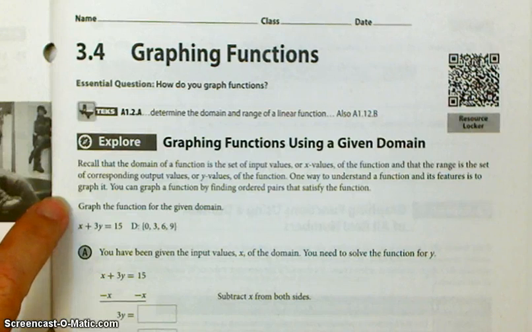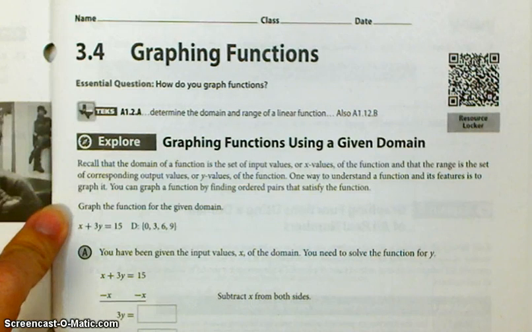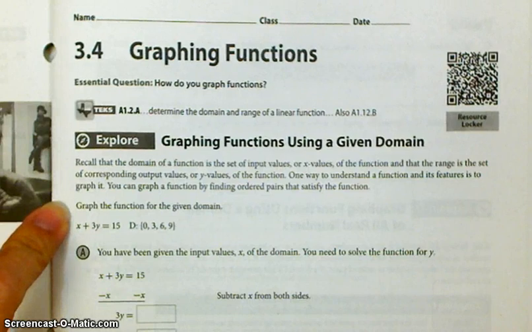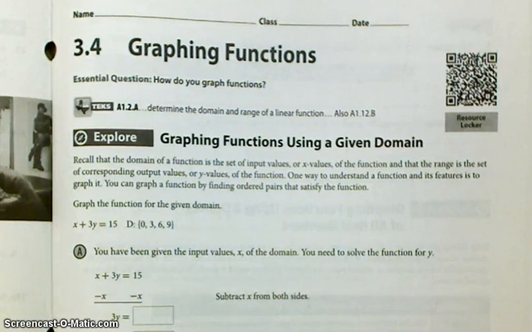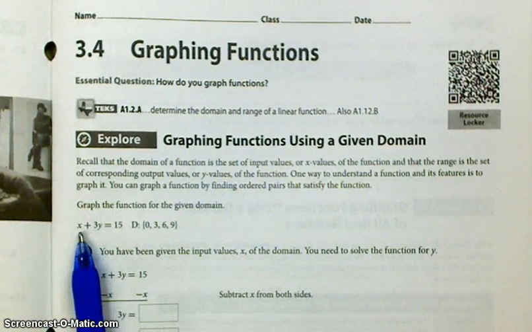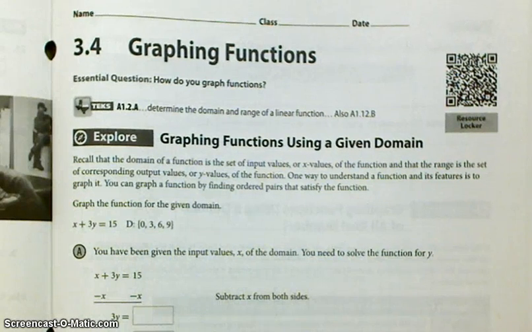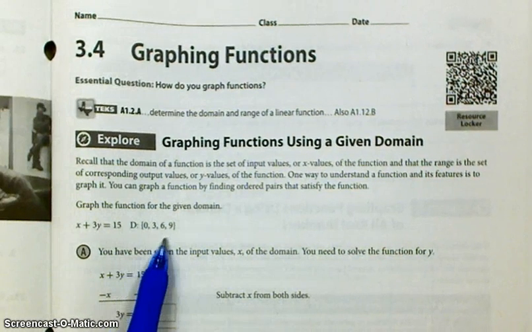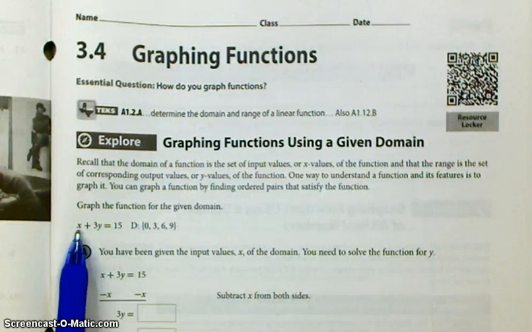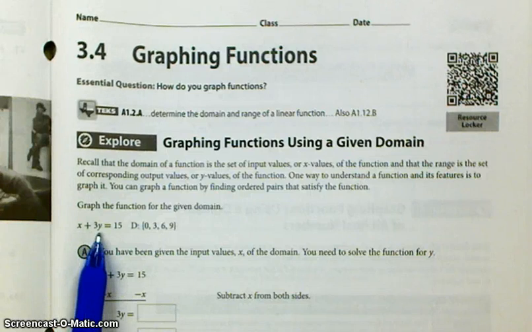Okay, so it says to graph the function for the given domain. What are you going to do? What does that mean? Basically, you're going to take your domain, which remember your domain is your x values, and you're going to put your x values in where it says x, and you're going to figure out what y value that generates. Okay?